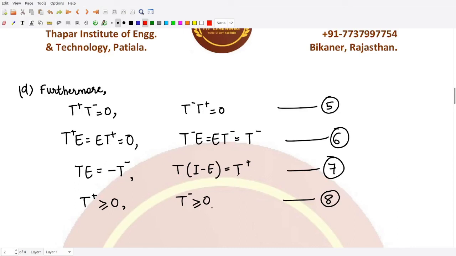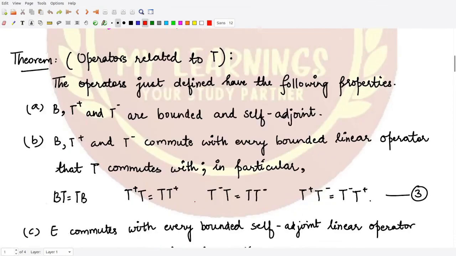Now we'll be seeing why all of these things are true. You just have to remember that all of these E, when you collect them, form the spectral family of the given operator T. Moreover, T positive and T negative are both positive operators. So these are the operators which are connected with T.